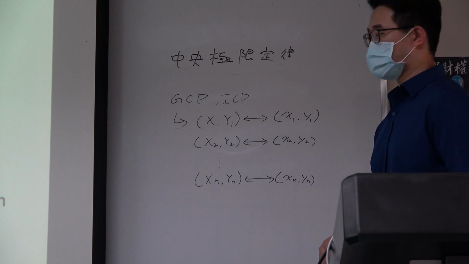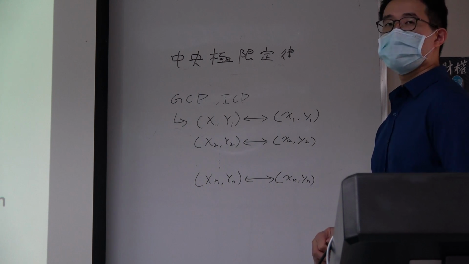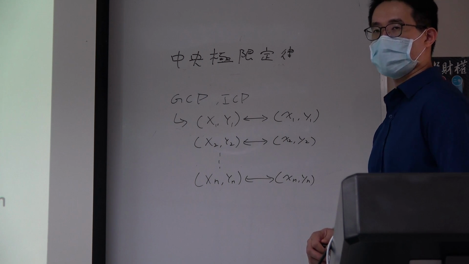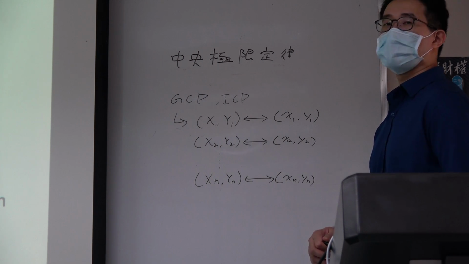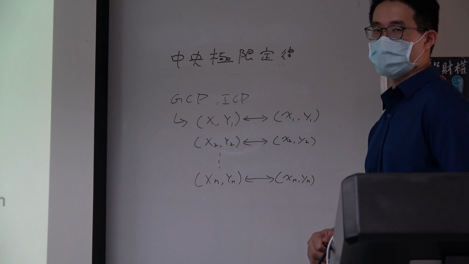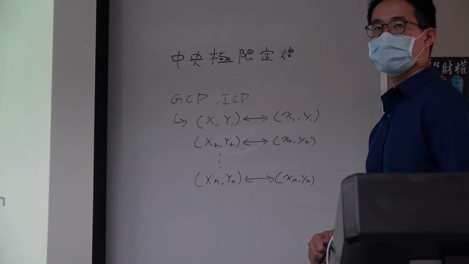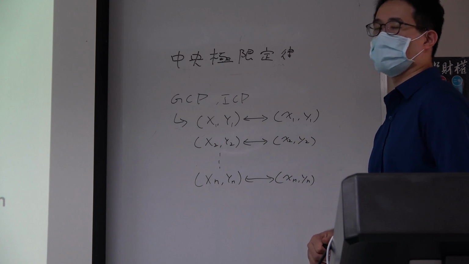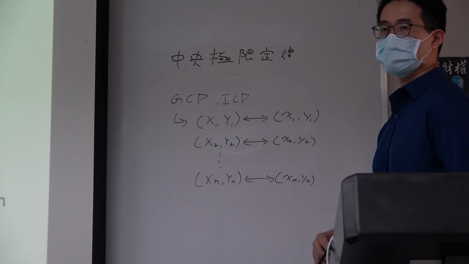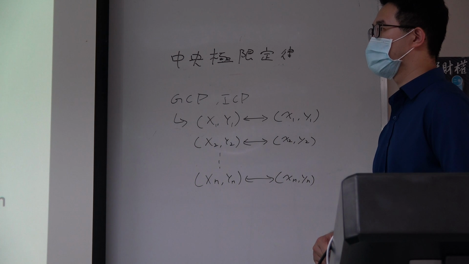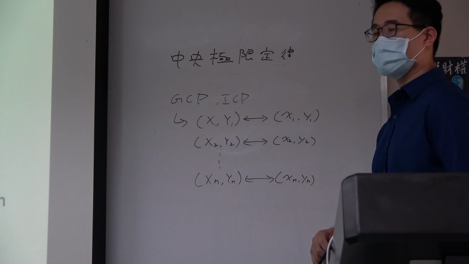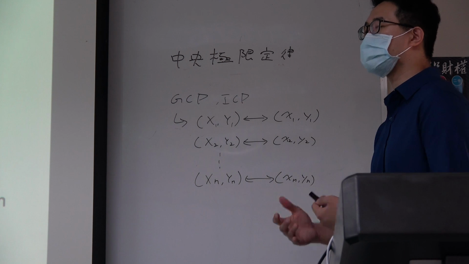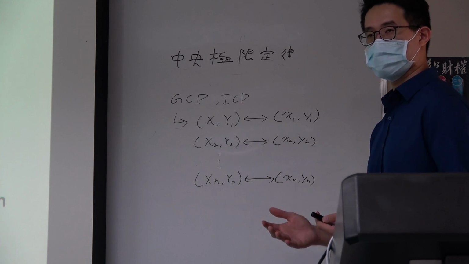And ICPs are the points that you use to evaluate whether you have a good transformation result or not. Okay? The ICPs are checkpoints. They are used for evaluation, to evaluate whether you have derived a coordinate transformation that can perform well or not. Okay?